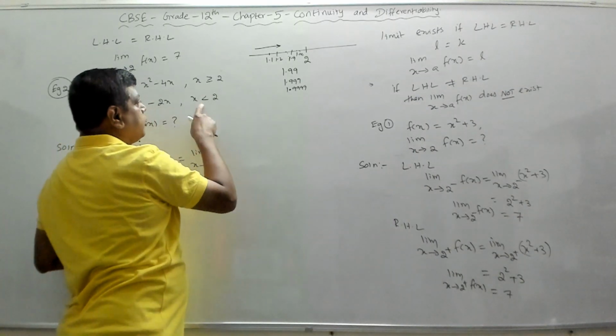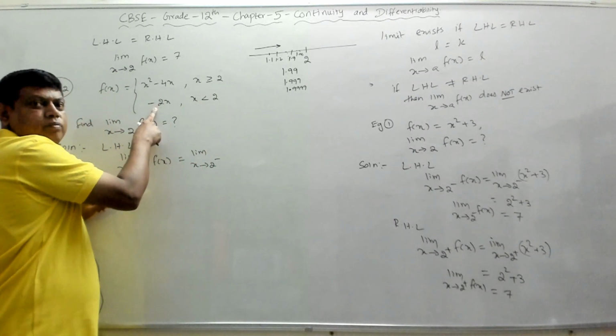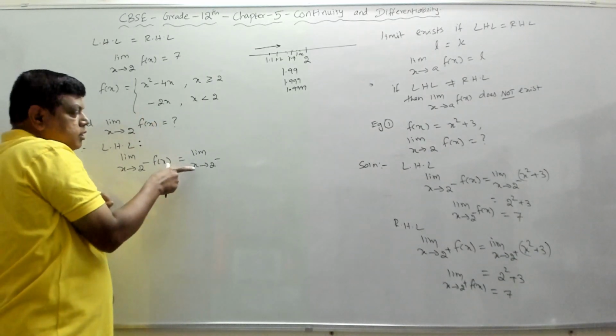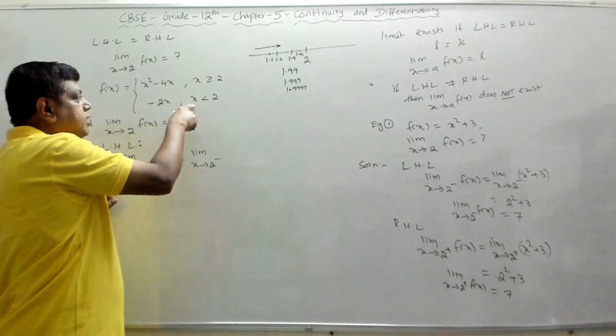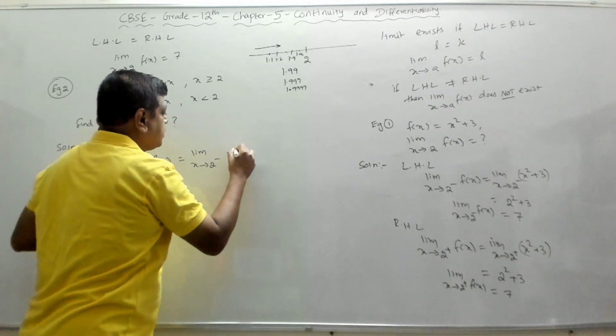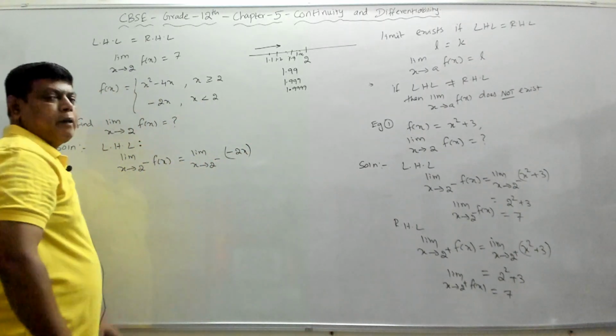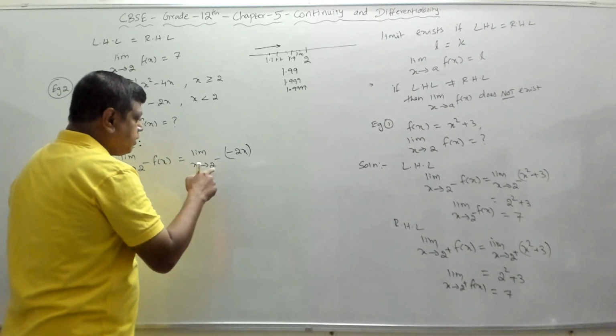1.9999 is less than 2. So we should use this function, because x is approaching 2 through values less than 2, which means x is less than 2. When x is less than 2, the function is minus 2x. Now we will substitute x is equal to 2.